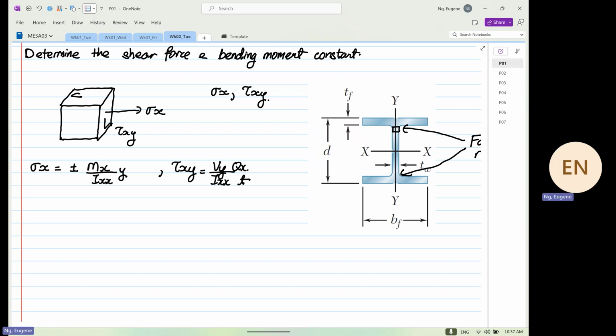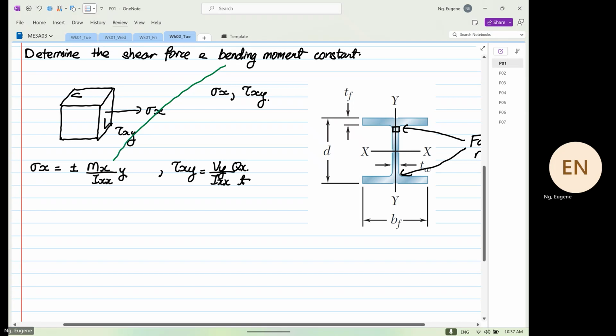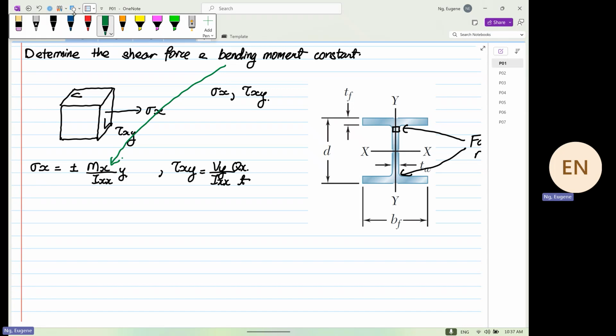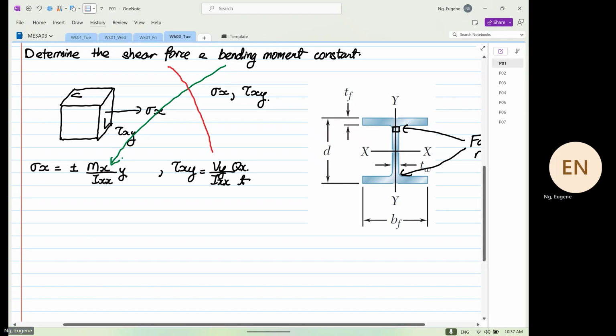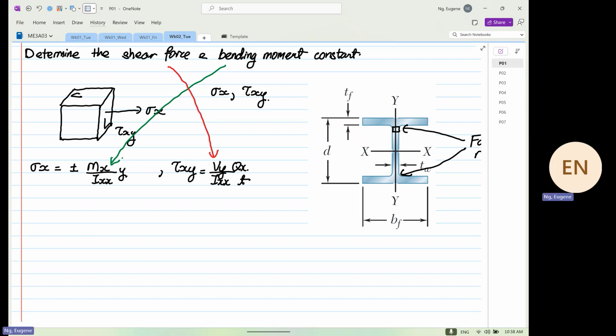The Mx that we want to determine will be plugged into here. And the Vy that we want to determine will be plugged into here. Can you see the relationship now? Yes or no?